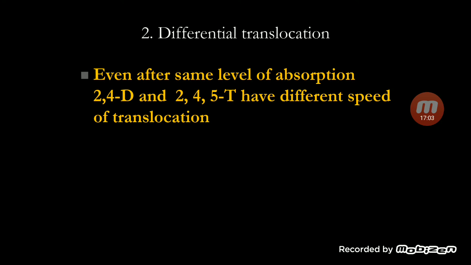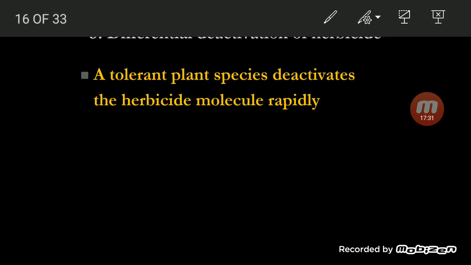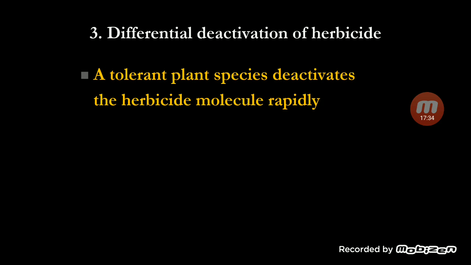Differential translocation, even after same level of absorption, 2,4-D and 2,4,5-T have different speed of translocation. So, absorption is same, but translocation speed is different. Different formulations of same herbicide also have different speed of translocation. So, we have studied formulations like amine salt of 2,4-D and emulsifiable concentrate of 2,4-D. So, emulsifiable concentrate is more quickly absorbed and translocated as compared to amine salts. So, that will also show the differential selectivity.